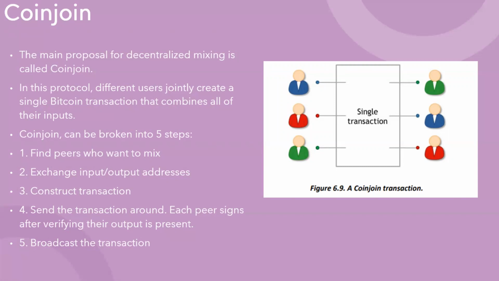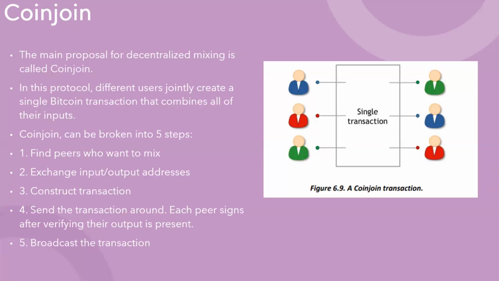Here you can see CoinJoin can be broken into 5 steps. I will not go into all of the steps in detail, but I will go into some. The first one is to find peers who want to mix. Second is to exchange input and output addresses. Third is to construct the transaction. Fourth, send the transaction around. Each peer signs after verifying their output is present. Fifth, broadcast the transaction. We'll start off by finding peers.